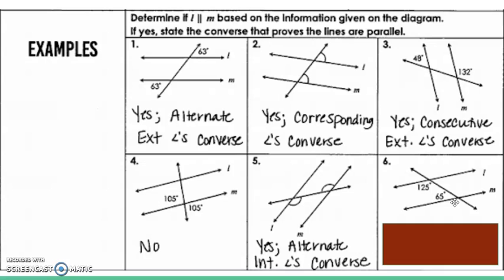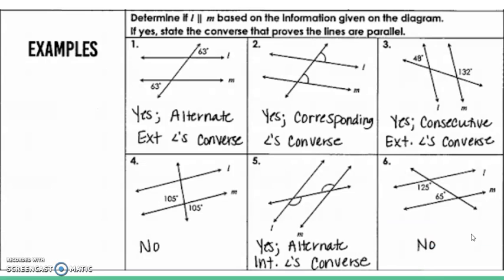125 plus 65, we find that that measure is 190 degrees. Since it's not 180, we would say, no, these are not parallel. Again, it doesn't match what my angle properties tell me.